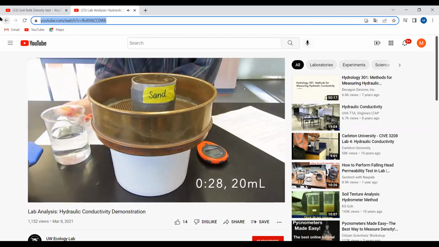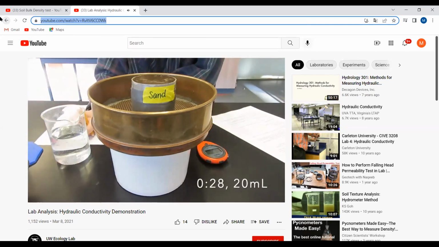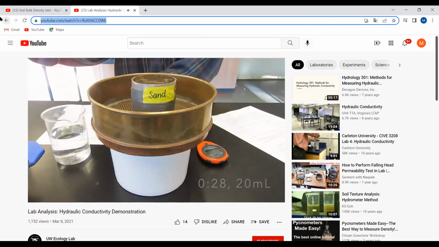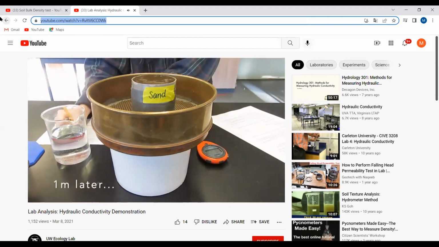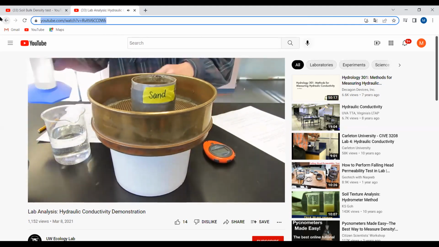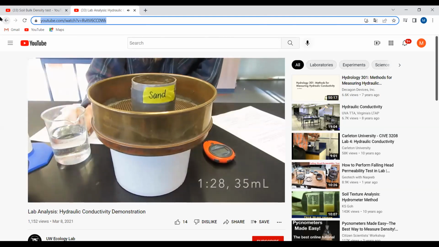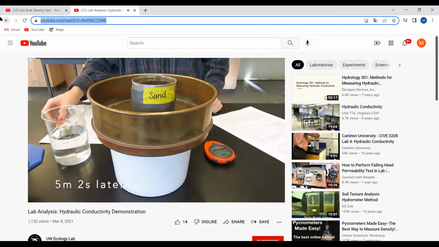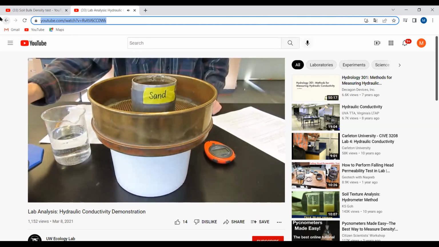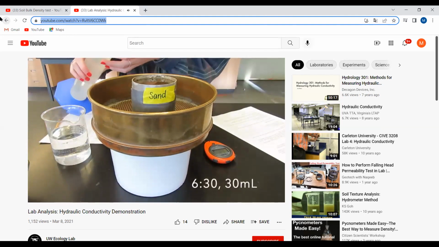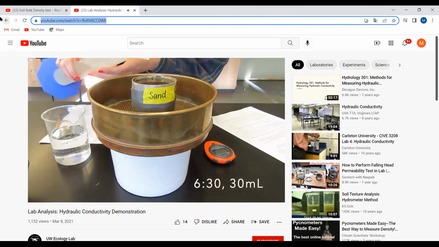So I'll record 28 seconds and then record how much water we used. The time is now 1:28, 1 minute 28 seconds, and I'm going to fill again. Okay, so I've added water 7 times so far. I'm going to add again, and the time is now 6 minutes 30 seconds.